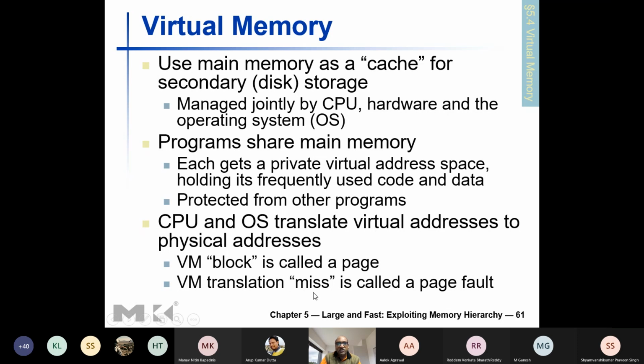And likewise, instead of a miss: suppose the data is not present in the main memory, then we have to bring the relevant data from the secondary memory to primary memory. In that case, the equivalent term to a miss in the context of virtual memory will be a page fault. It means that a page is not present in the main memory.